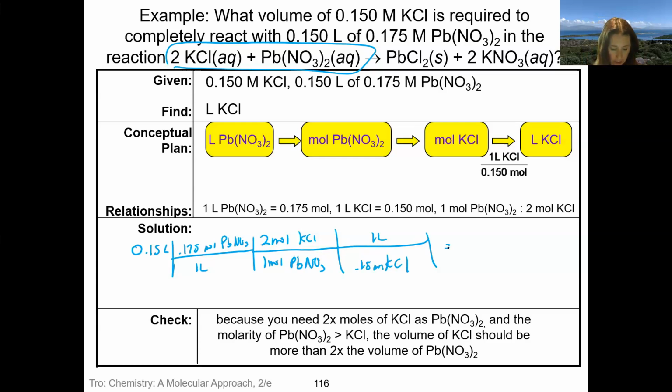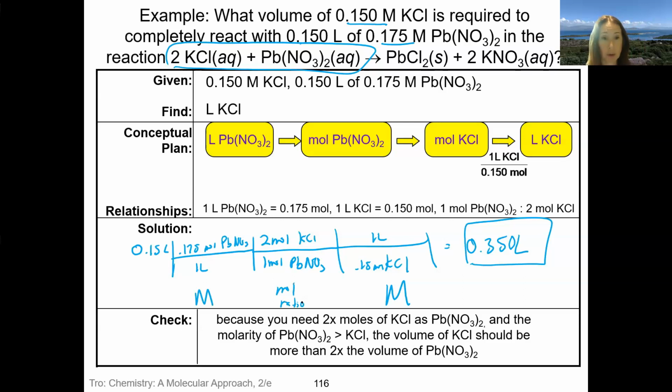All right, so I'll just use my phone for my calculator. Times 2 times 0.175 divided by 0.15. So we end up with 0.35 liters. But when we look at this, 3 sig figs. So again, this is molarity. This is molarity. We did those last week. This is the mole ratio. This is the new piece that we put together.